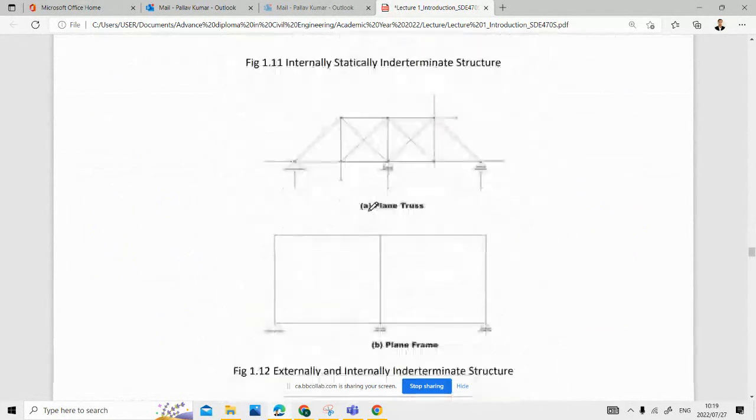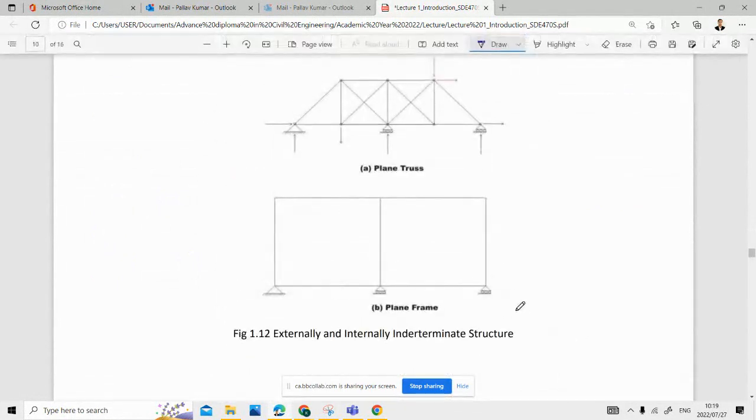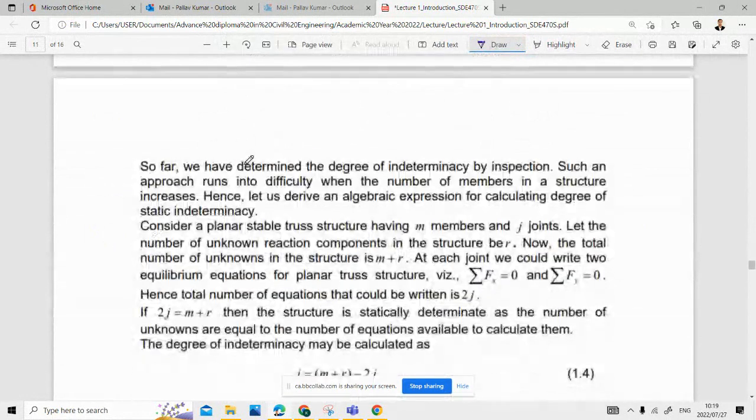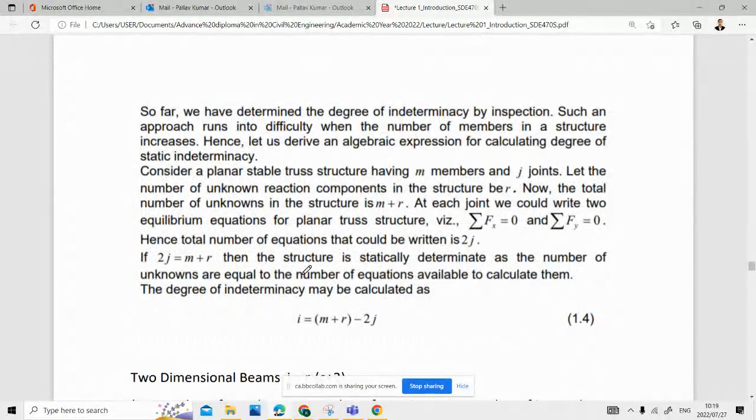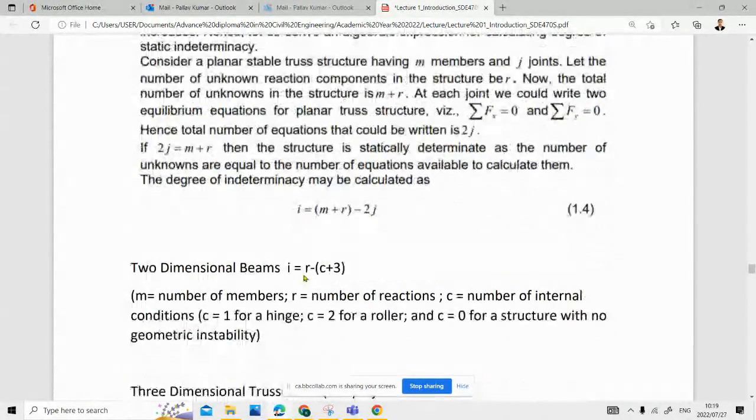Further, they have shown the space one, and they try to explain, and you just go with this. The explanation is given here. But in order to easily state whether the structure is internally or externally indeterminate, they have used certain equations, right? So let's see those equations. I don't know whether you have come across these equations while you were doing your previous analysis courses.